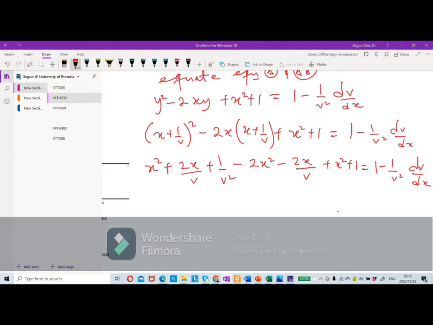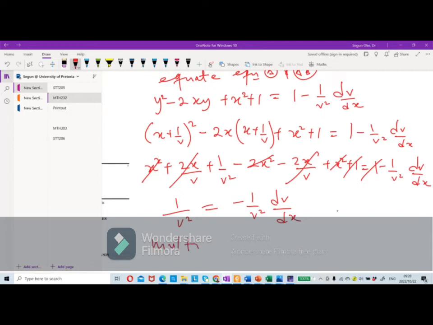So something cancels now. We have x squared here and x squared here. Do you agree? Yes. So we have this go with this. Then 1 also goes with 1. Do we agree? So it remains 1 all over v squared equals negative 1 over v squared dv dx.